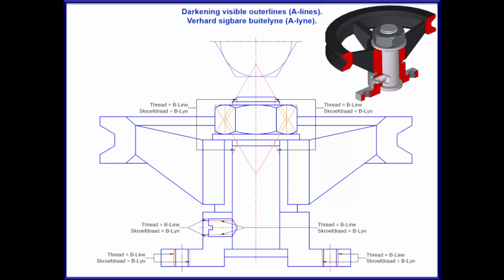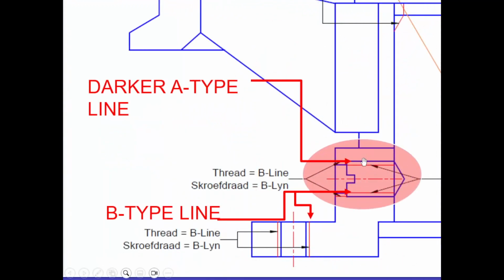The next step is to darken the visible outer lines. Here it is important to determine what will be visible and what will not be visible, as we will apply our hatching after this. Here we can see clearly the A-type thread of the grub screw takes up the space of the B-type line of the internal thread. Therefore, it becomes a darker A-type line. The small part that is not threaded will stay a darker A-type line. The entire part of the internal thread is not threaded, therefore this will stay a B-type line.